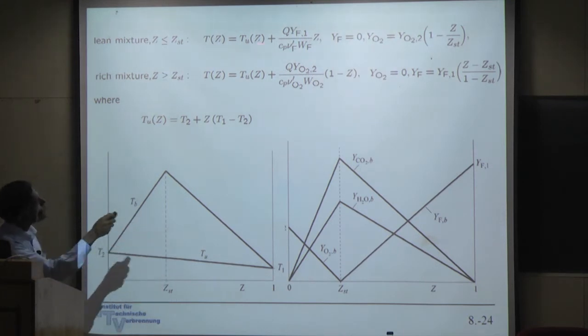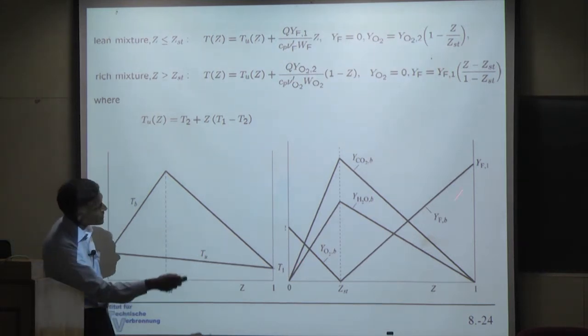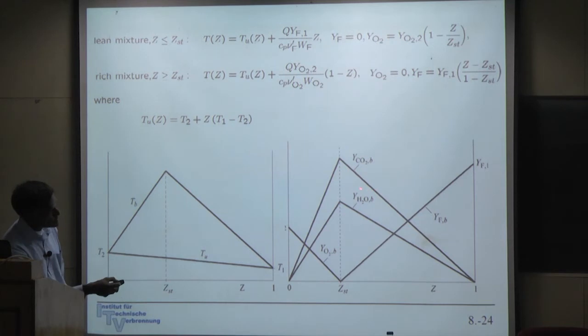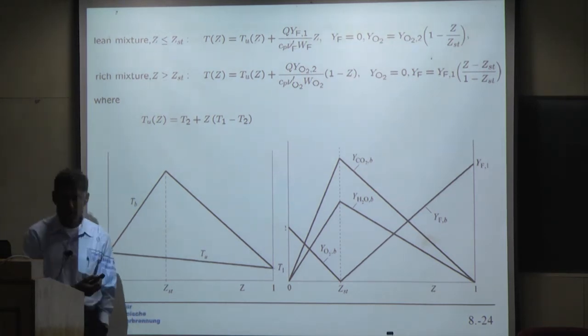So the point is you can construct these temperature fields. This is a classical Burke-Schumann structure. So that's the outer structure. Now we have constructed the outer structure. Now, of course, that doesn't give you critical conditions. We have not even looked at chemistry, with the reaction rates.